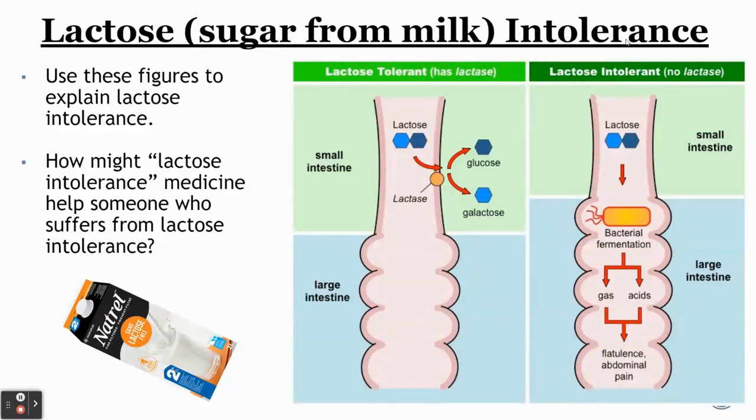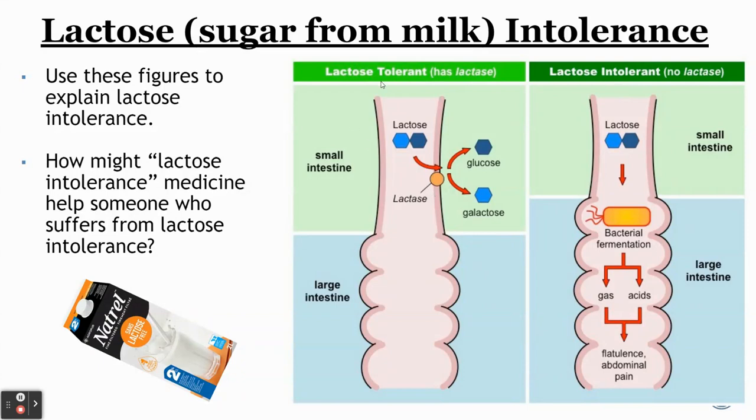It's called lactose intolerance. Lactose is the sugar that's found in milk. And what I'd like you to do is try to use these figures over here to explain the concept of lactose intolerance. So you can try to pause the video and then write down a little paragraph or point form explanation of what lactose intolerance is based on this picture. Try to use the keywords there. Try to look at the illustrations, the labels, to try to explain the concept.